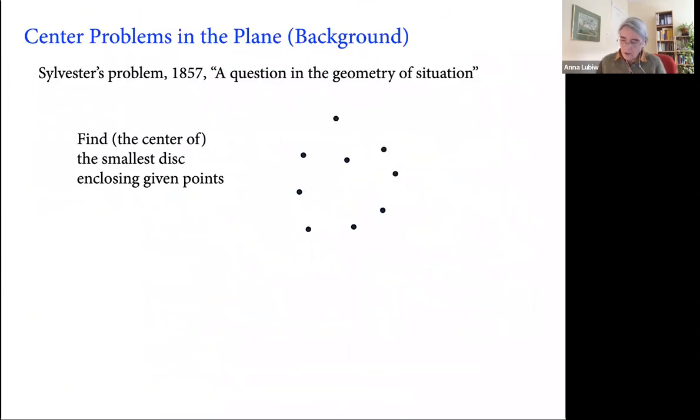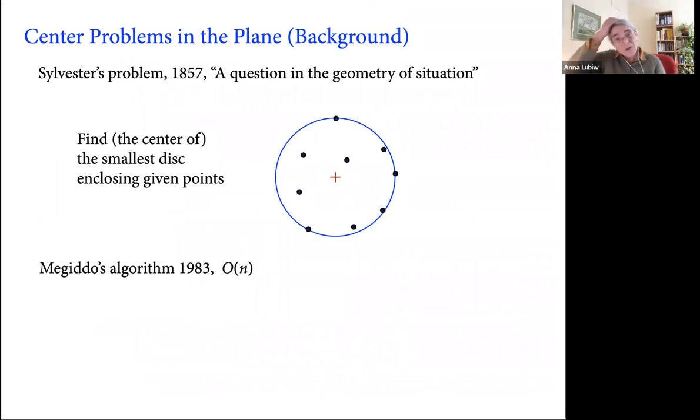Okay, so center problems. Wow, there is so much literature on center problems, right? Sylvester in 1857, with this weird title, A Question in the Geometry of Situation, was asking to find the center of a set of points in the plane. And we all know that Megiddo's algorithm will do that in linear time.